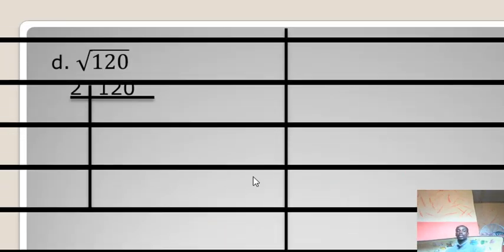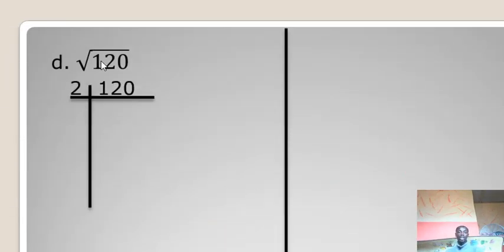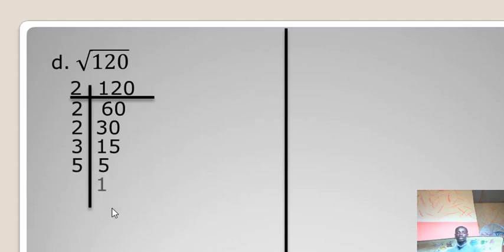Okay, I want to simplify root 120. First, let's express 120 as a product of primes. Okay, so here we have 60, make use of 2 we have 30, make use of 2 we have 15, make use of 3 we have 5, and finally we have 1. Okay, let's pair. Now we can only pair the first 2. There is no other set of numbers that we can pair again.